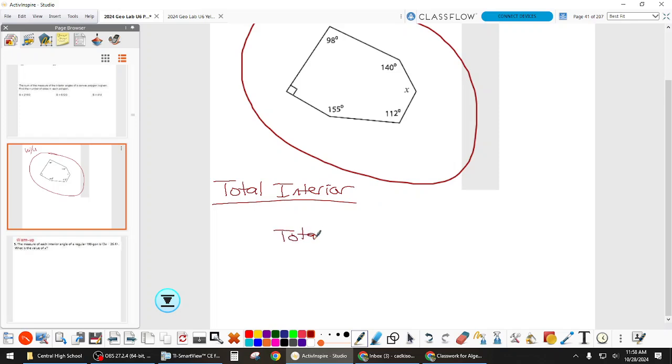I should put INT at least here, so total interior equals 180 times n minus 2. What shape is that? In other words, what is n? Well, we should review the name too. It's a hex. Hex, so this is 720. Plug 6 in for n, you'll get 720. Okay, and then the left side is another expression for the total, which just means add all this stuff up.